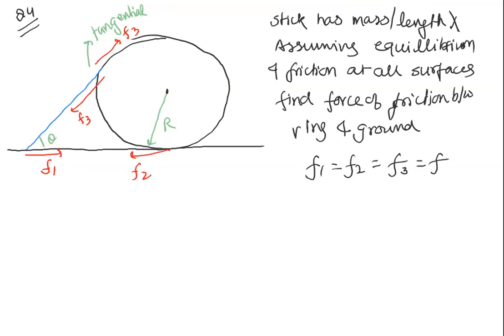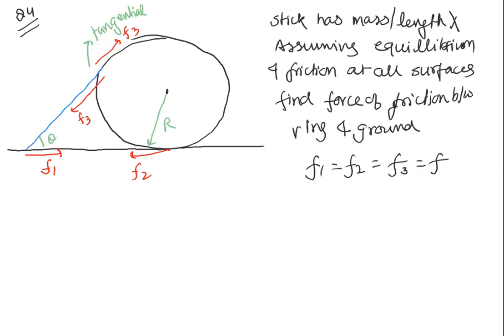yes, I will add mg now. I will draw mg separately later. If I were to consider only the ring, and if I were to consider the center as the origin, then what are the forces producing the torques on the ring? You see, the normal reaction would produce 0 torque. mg would produce 0 torque.